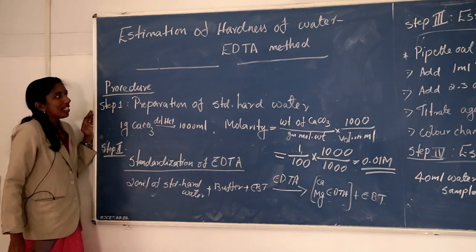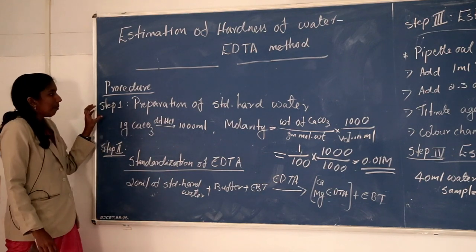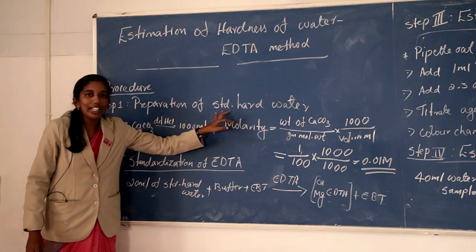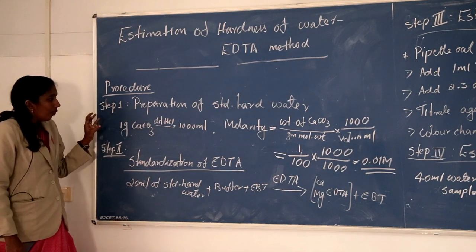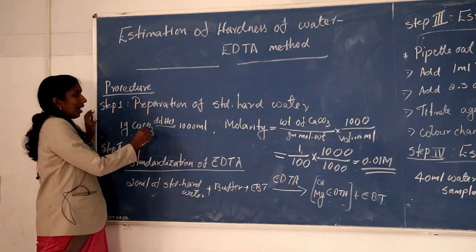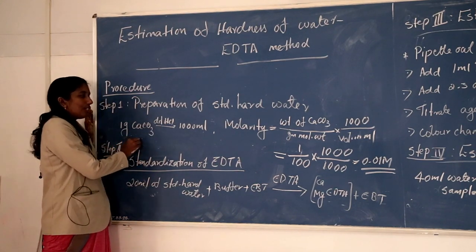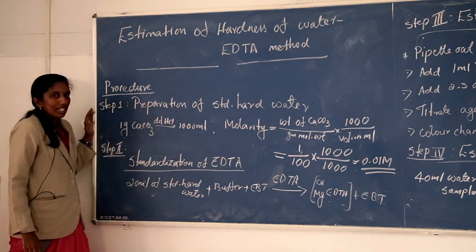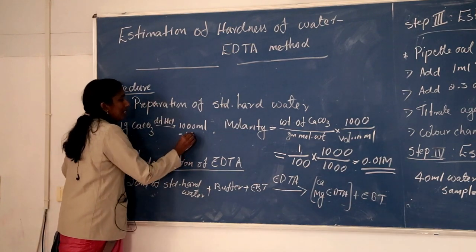Then we discuss the procedure of EDTA method. It explains step by step. Step 1, preparation of standard hard water. To prepare standard hard water, we use calcium carbonate. For that, 1 gram of calcium carbonate is accurately weighed and a small amount of HCl is added, because calcium carbonate is not dissolved in normal water, so to dissolve we add dilute HCl, and then it is transferred to a 1000 ml standard flask.